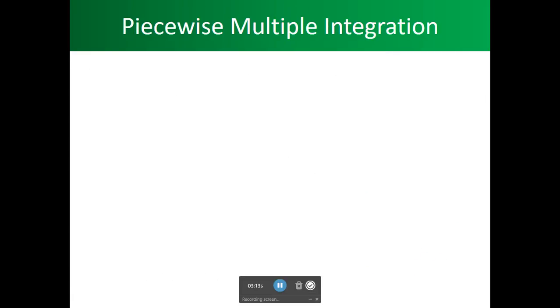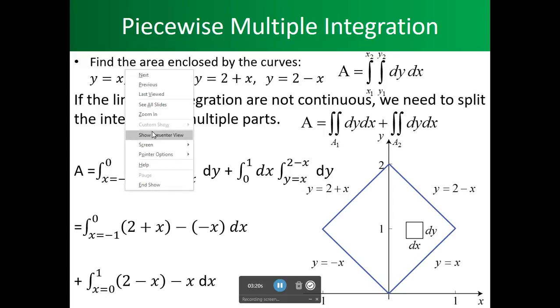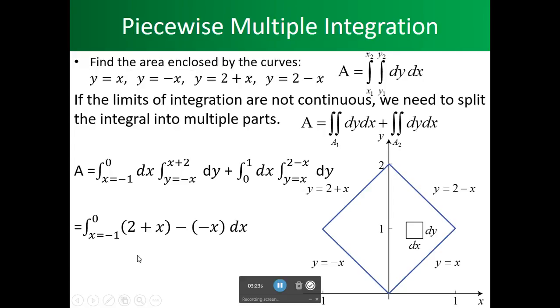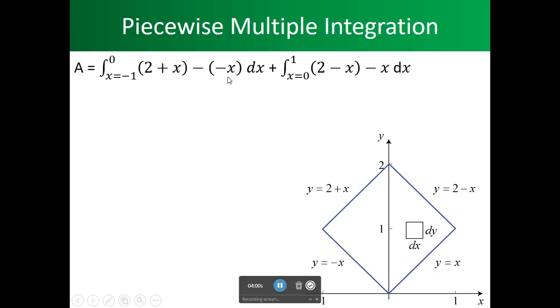When we do that, we should have here 2 plus x minus a minus x dx. That'll leave us with dx. We're doing the dy first. Then when we come over to this one, we're doing the dy first. And so we'll get 2 minus x minus x dx. Okay, so now we'll go to another page. And we need to at least see where we started, where we stopped. This is where we stopped.